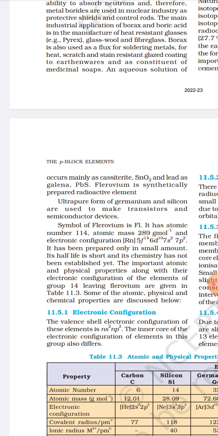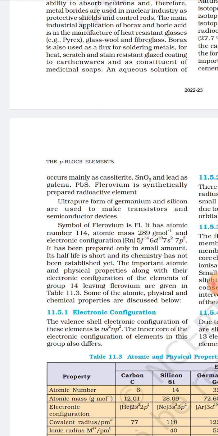Symbol Fl, flerovium has the atomic number 114 and atomic mass 289 gram per mole. It has been prepared only in small amounts. Its half-life is very short and its chemistry has not been established yet. The important atomic and physical properties, along with the electronic configuration, of the elements of group 14 leaving flerovium are given. Some of the atomic, physical and chemical properties are discussed below.